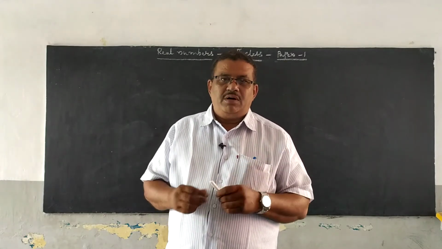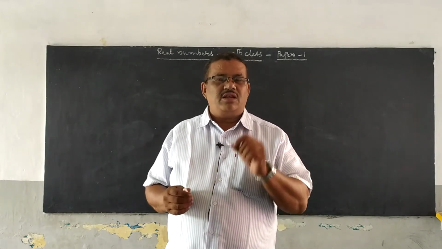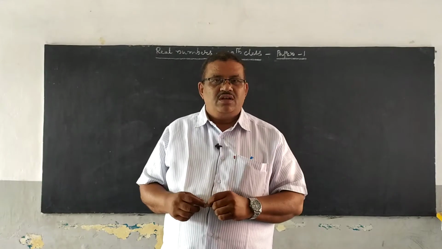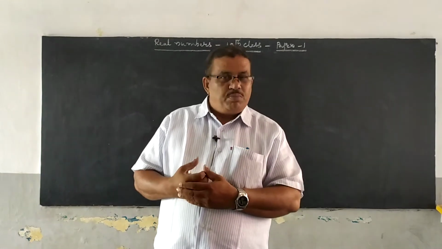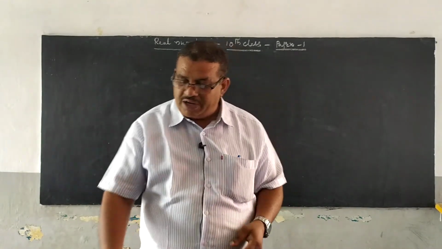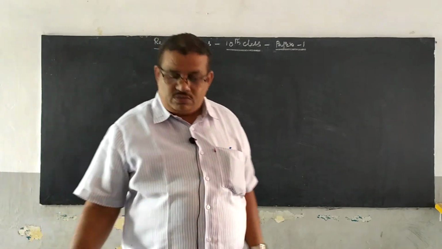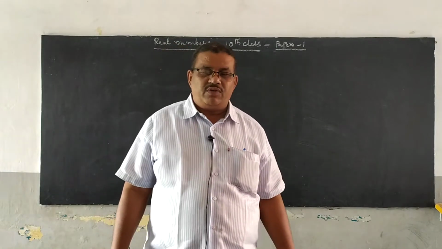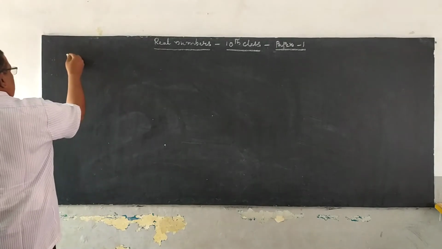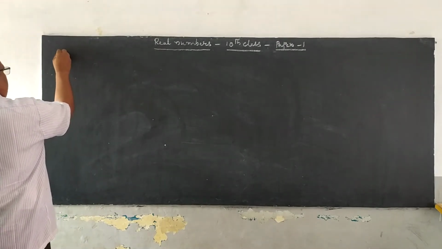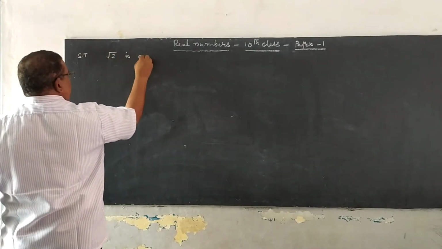If P is a prime number and P divides A square, then P divides A. The theorem definition is very important to us. Now in this class, using theorem 1.6, we have to do the most important problems in exercise 1.4, so you have to learn this class very carefully. Using the theorem, we have to prove: show that root 2 is an irrational number.